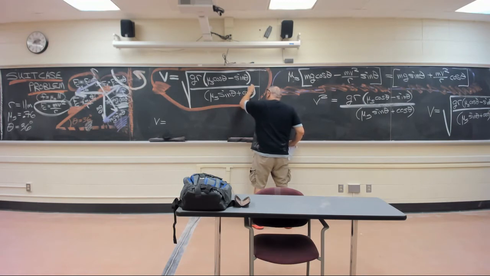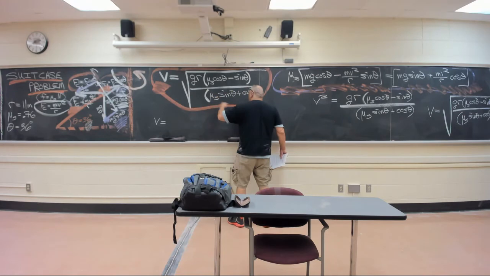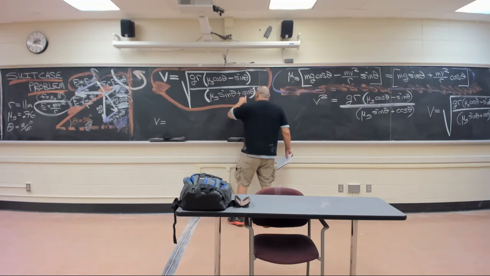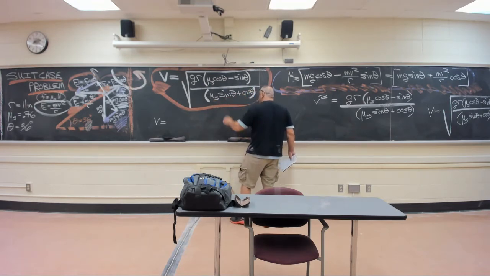Then divide that answer you got by the sum of the following: the product of 0.76 times the sine of 36 degrees plus the cosine of 36 degrees. Get an answer here, divide it into there. Get one big answer and square root it for me.